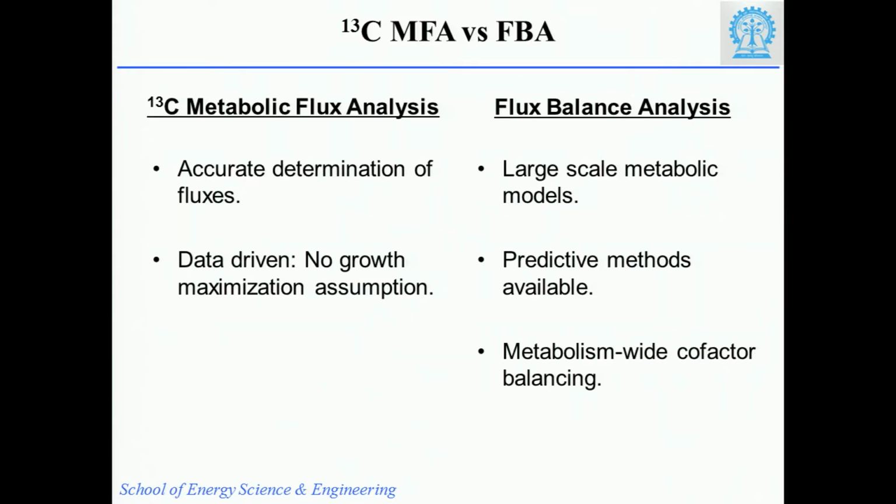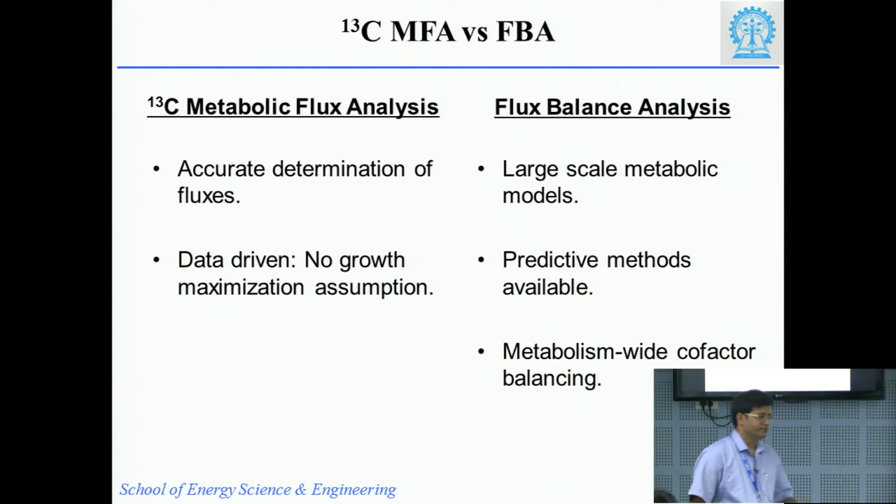So, what is the difference between 13C MFA and flux balance analysis? 13C MFA gives you an accurate determination of fluxes, because you are using the experimental information, where you have the metabolite data to constrain your metabolic network. And the most important thing in 13C MFA is that there is no growth maximization assumption. What is the growth maximization assumption? You have to optimize for the biomass. And one more important thing in FBA is that you need a biomass equation. If you do not know the biomass equation, you cannot maximize the biomass, right?